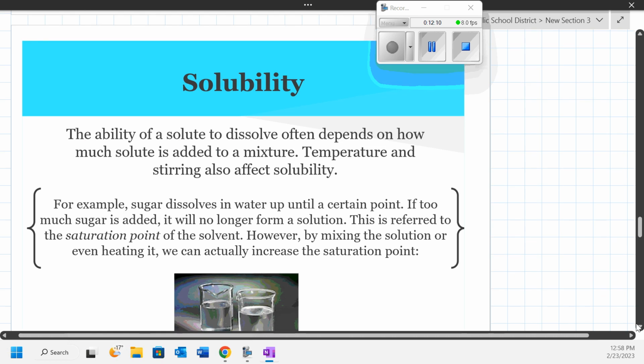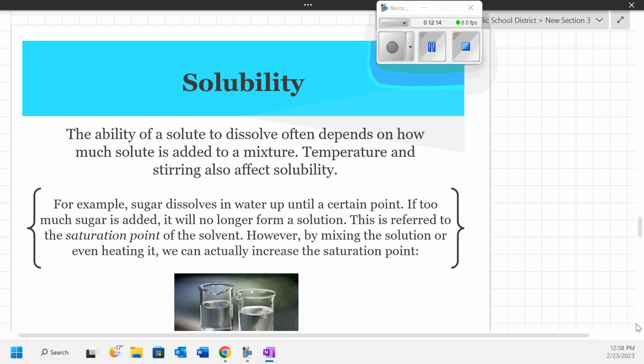Solubility depends on how much solute is added to a mixture. There are many factors that affect the solubility of a certain substance, but the most important ones are the temperature and the stirring effect.